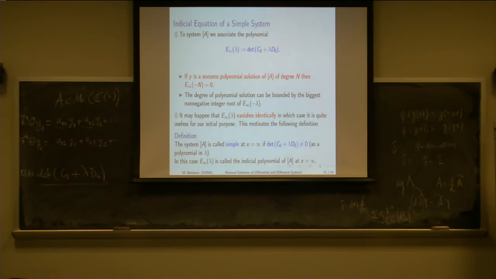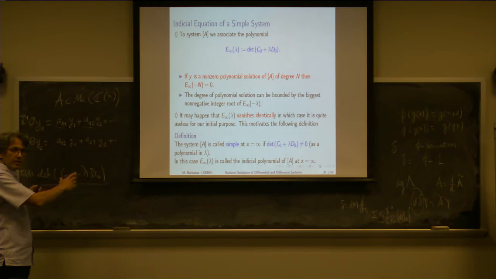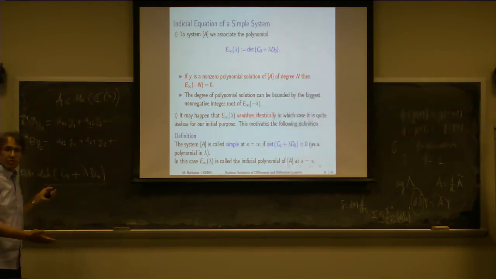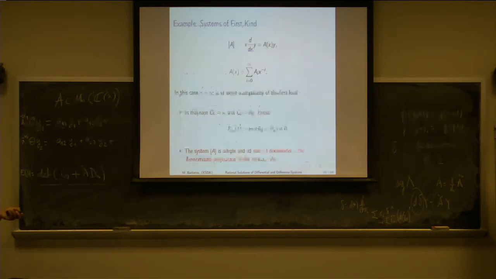So the big difference with scalar equation is this. In the case of scalar equation, you get this initial equation with a non-zero polynomial, so it gives you useful information. But here, if it is identically 0, then any complex number is okay. You have no information on them. So, example of simple system.